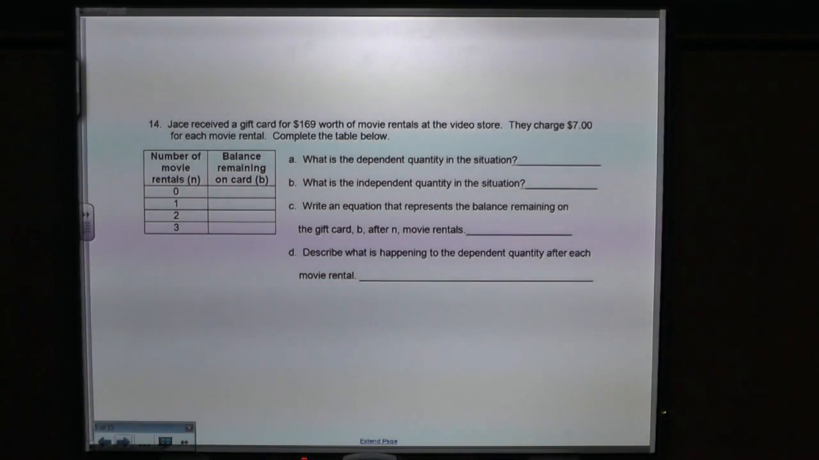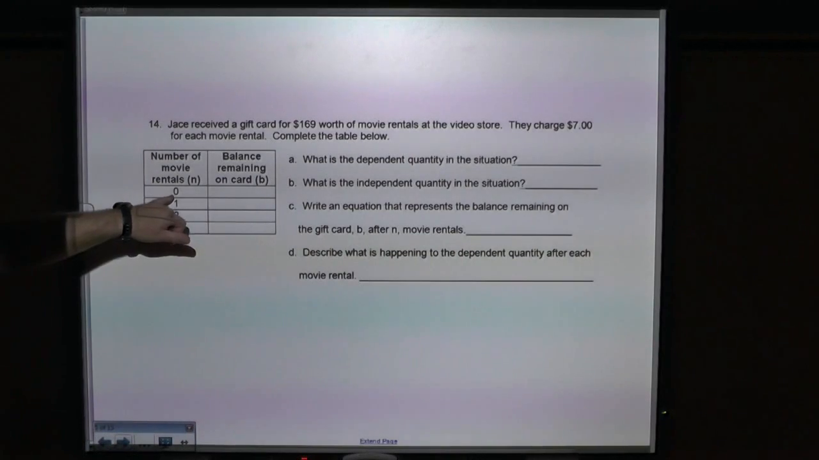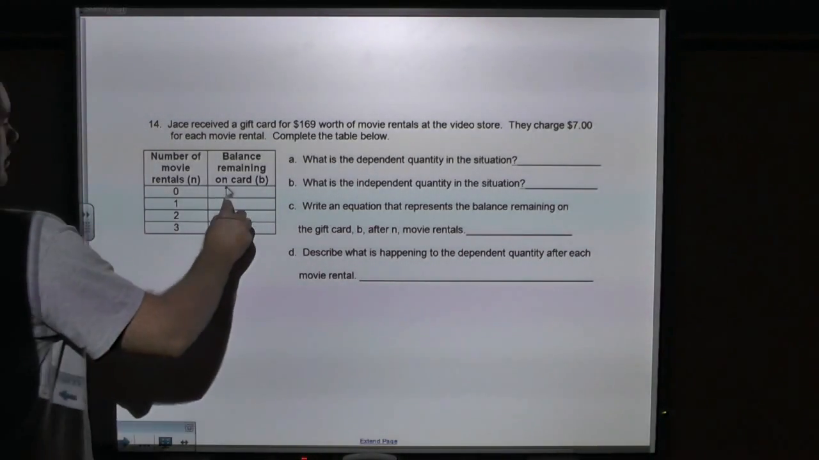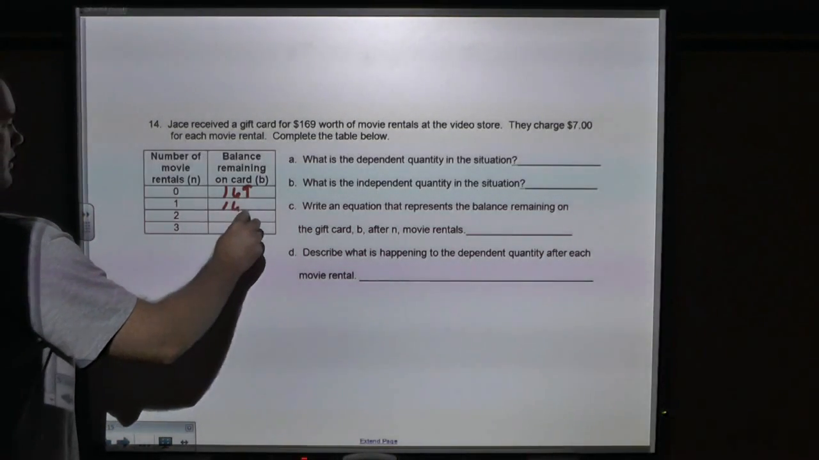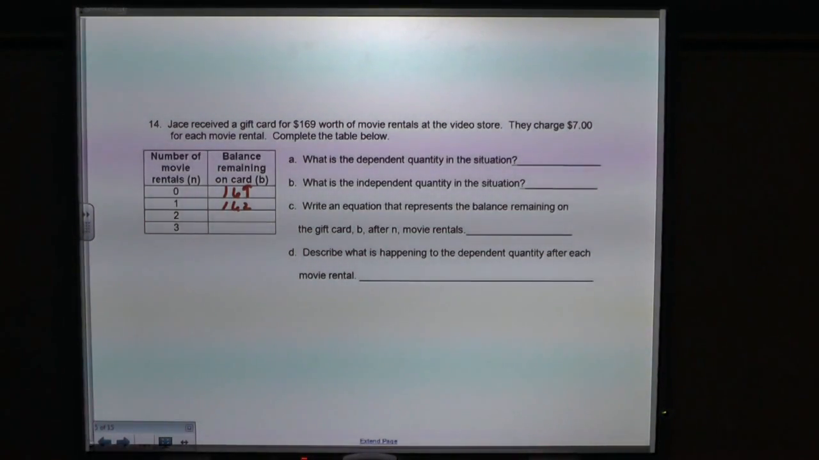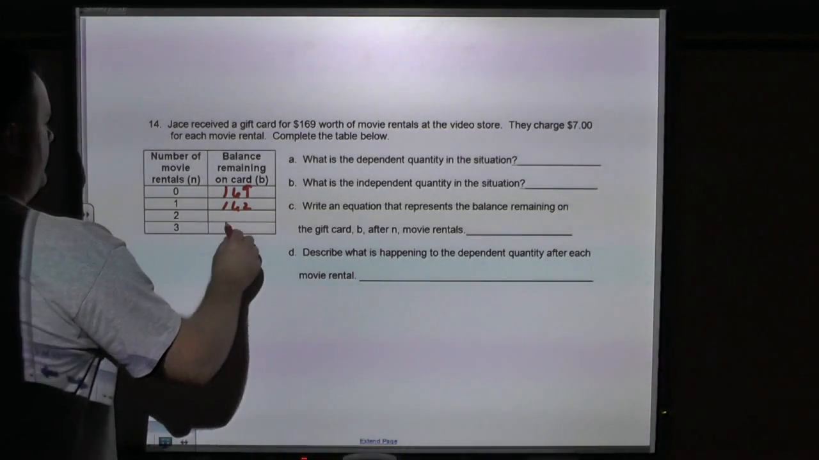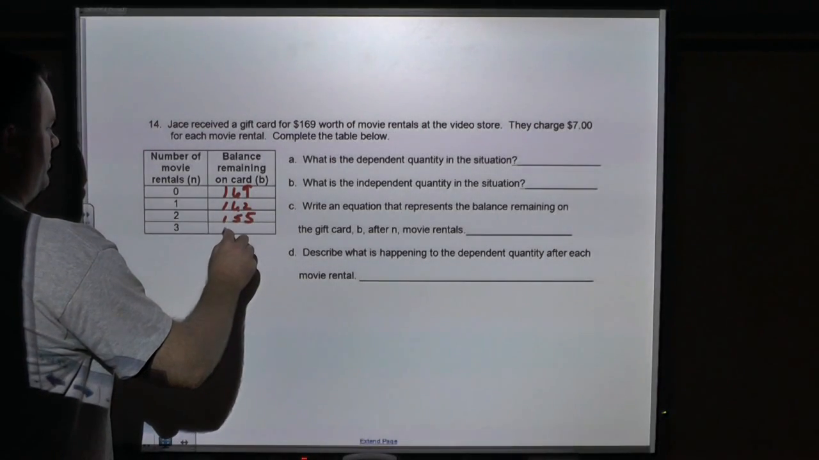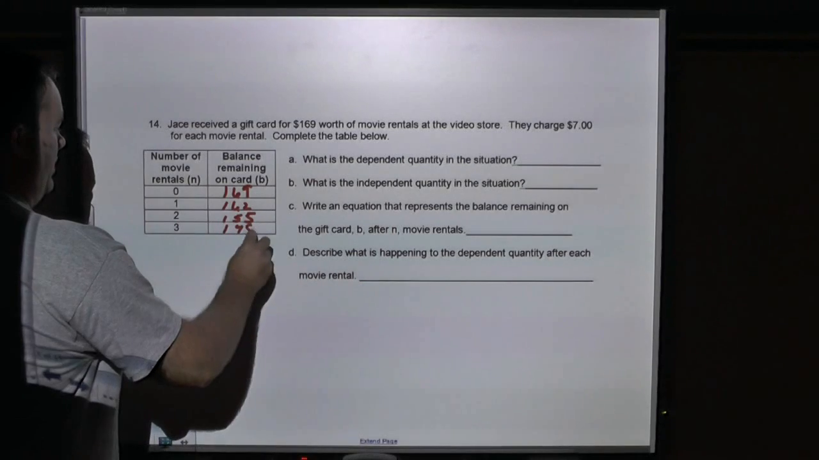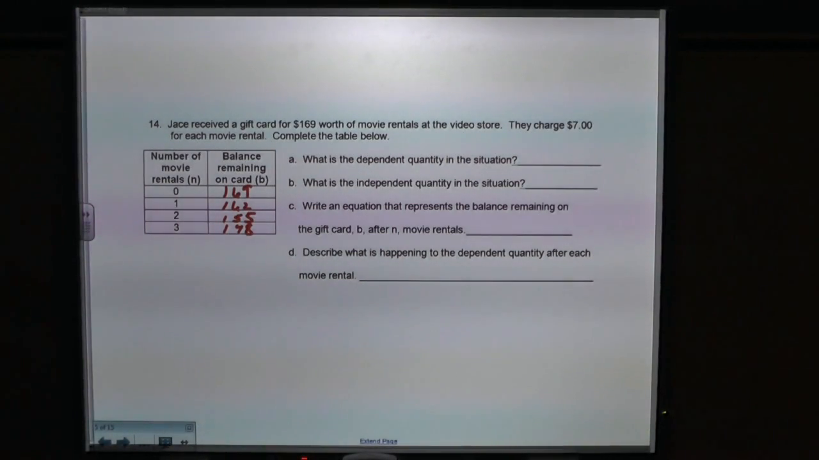On the next one, Jace receives a gift card of $169 worth of movie rentals at the video store. They charge $7 for each movie rental. You're supposed to complete the table below. So, if you're given a gift card, you don't rent any movies. Think about how much money you would have on that gift card. Well, it would still be $169 because you haven't spent anything yet. You rent one movie, well, you're going to lose $7, so it becomes $162. For 2, you subtract another $7, you get $155. And then the last one, you end up with $148. So if you rent 3 movies, it'd be $148.